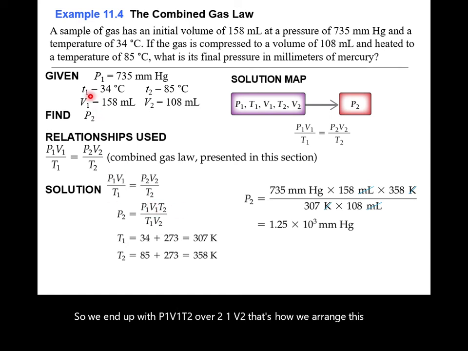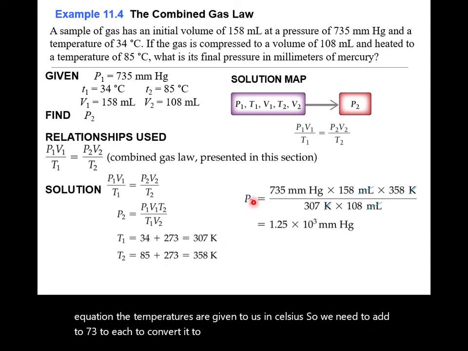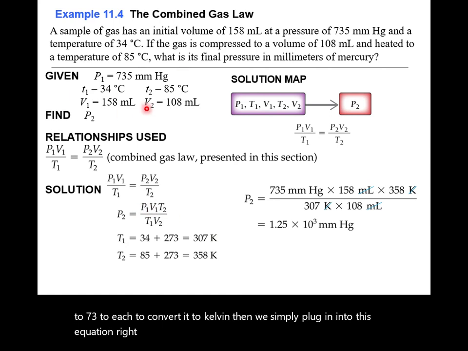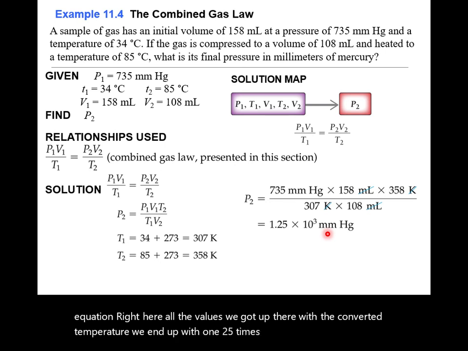The temperatures are given to us in Celsius, so we need to add 273 to each to convert it to Kelvin. Then we simply plug into this equation right here all the values we got up there with the converted temperature. We end up with 1.25 times 10 to the 3 millimeters of mercury.